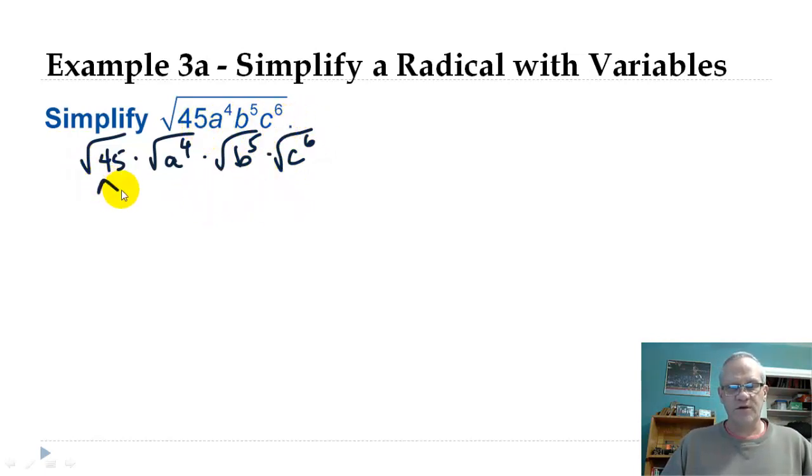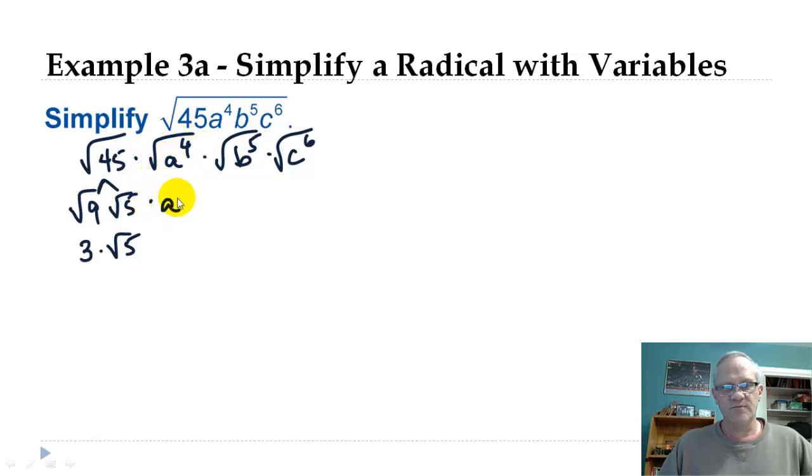So 45, we could go square root of 9 times square root of 5, and the square root of 9 is 3. So we've got 3 times the square root of 5. We simplified that. I just did this example just like this. And again, remember, you can take the exponent out here and divide it by whatever number is here. In this case, remember, if it's a square root, it counts as 2. So 4 divided by 2 is 2, so a squared.